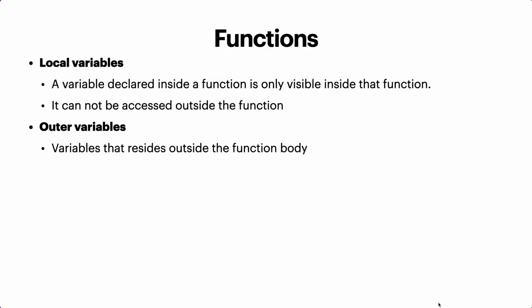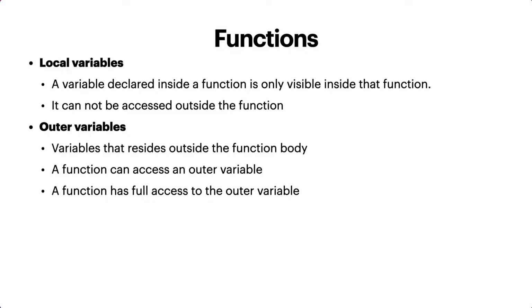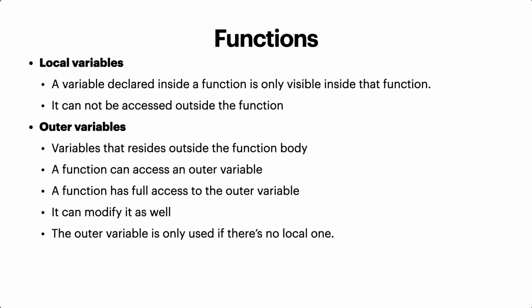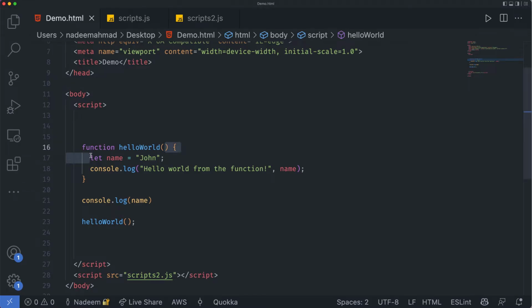Outer variables are those that reside outside the function body. A function can access an outer variable. A function has full access to the outer variable. It can modify it as well. The outer variable is only used if there is no local one. Okay, we can also access outer variables from here.